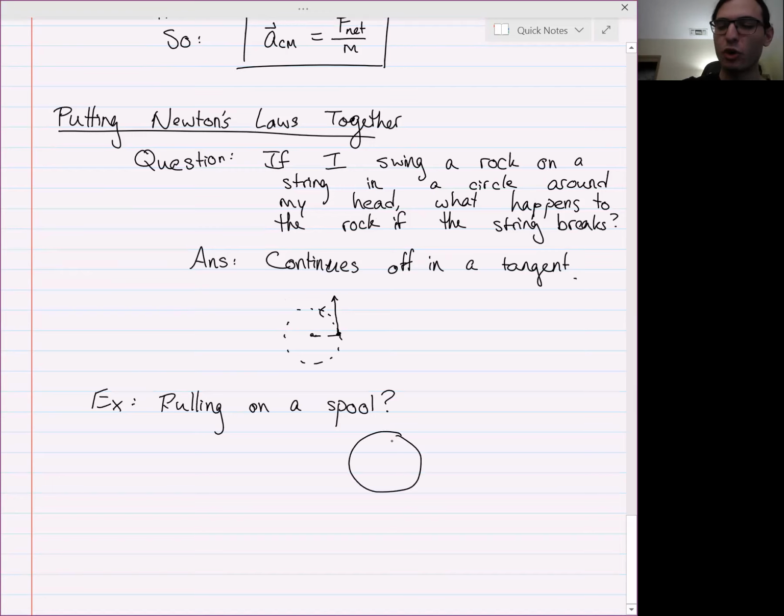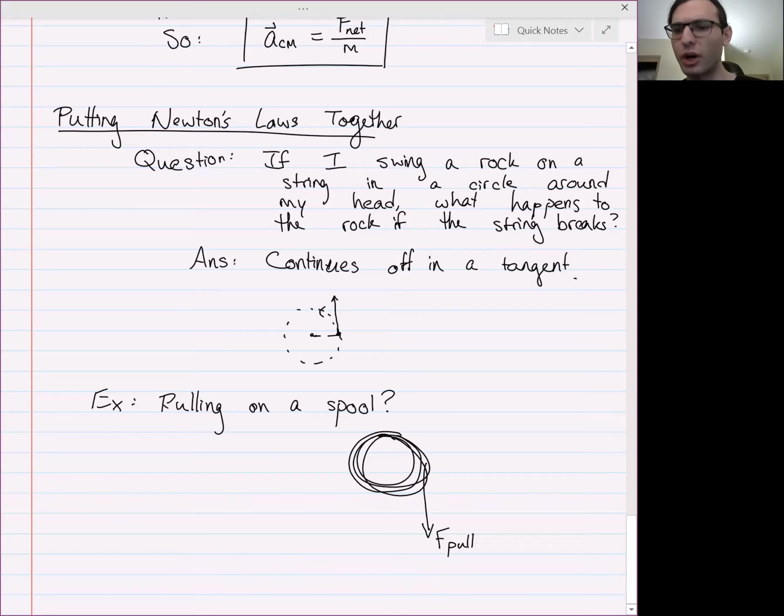So you have a spool with a whole bunch of string wrapped around it, and there's string coming down, and you pull. What happens to the spool? Does the spool go up, or does the spool go down? Does the spool just rotate?